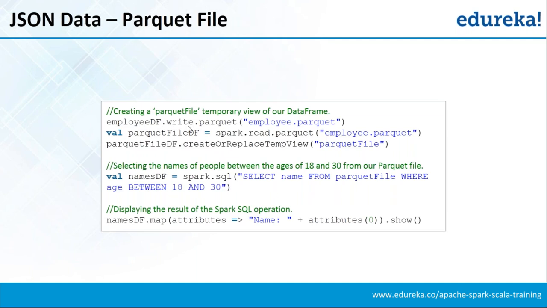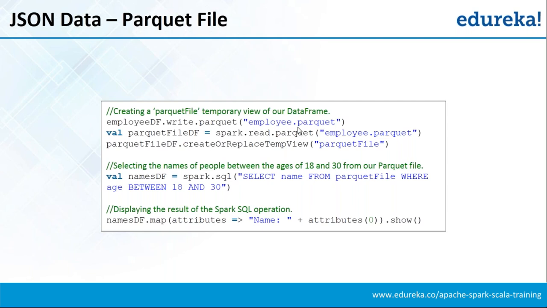You can notice this, if we want to write this employee DF data frame to parquet, I can say write.parquet. So employee.parquet will be created, and all the values will be converted to employee.parquet. Only thing is, if you go and see in this particular directory, this will be a directory which will be getting created. In this data, you will not be able to read the data, because it's not human readable. So let's say you want to read it now.